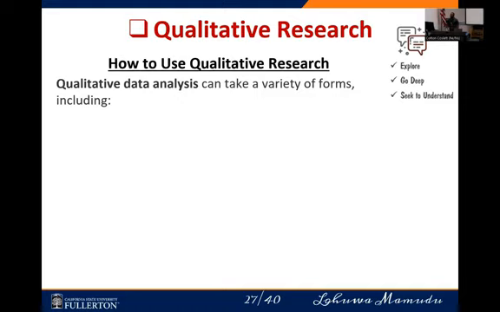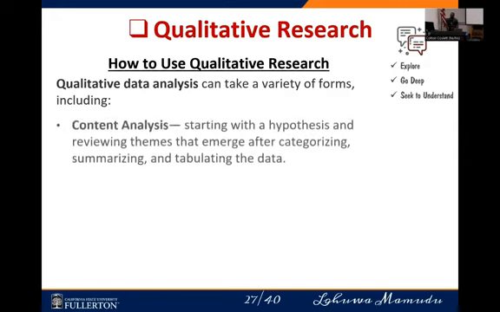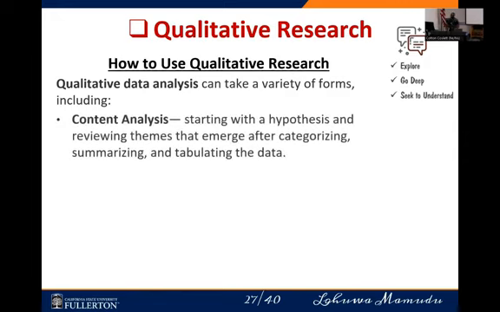Then also let us look at how to use a qualitative research. Now, qualitative research can take a variety of forms. One of the forms is content analysis. This is something we are all pretty much used to, which is performing certain hypotheses and then reviewing the themes or information that emerged after categorizing, summarizing or tabulating the data. It's something used quite often, so maybe you might not know that the analysis you perform out of qualitative data is actually a content analysis, and that's an example of how a qualitative research can be used.